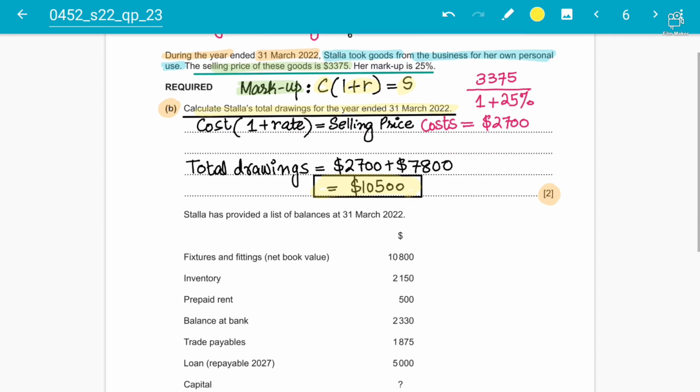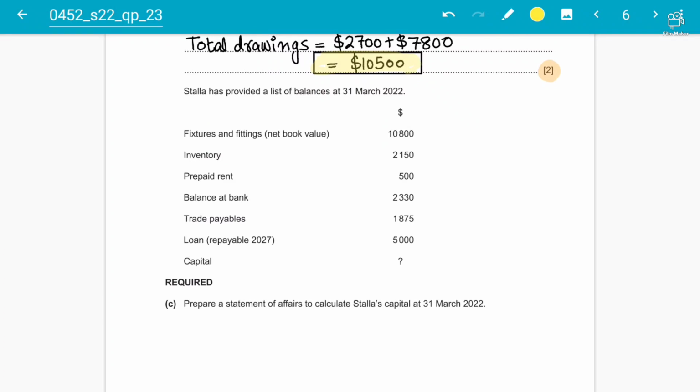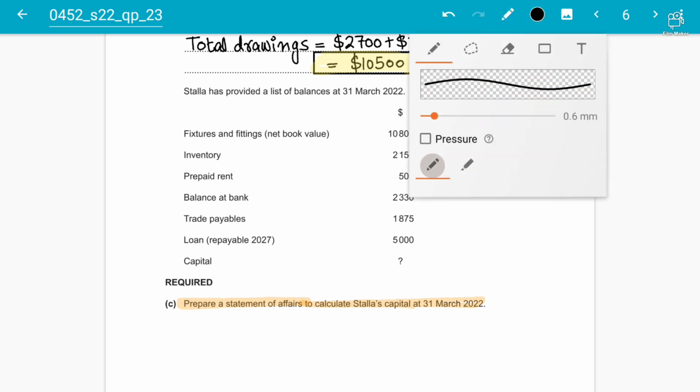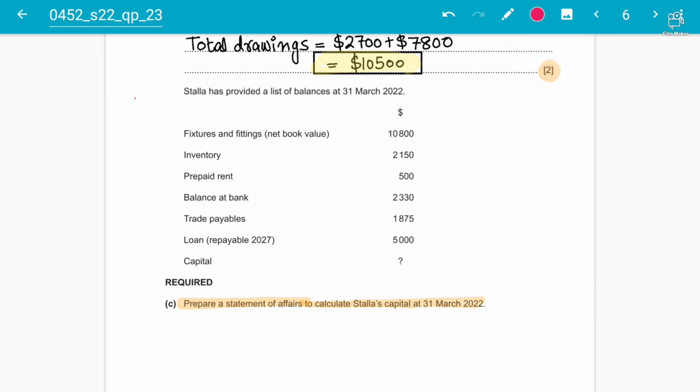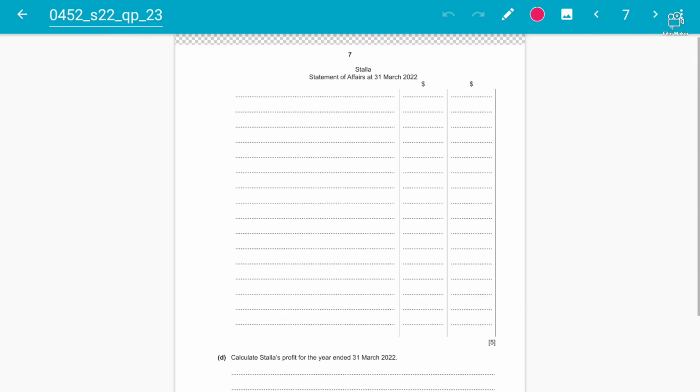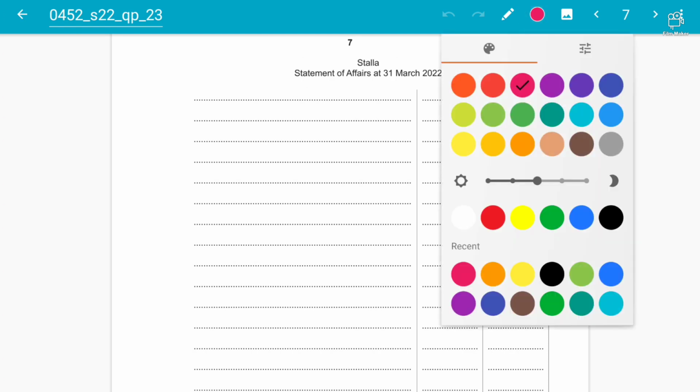Let's talk about the next part. This is for 2 marks only. Next you have to prepare a statement of affairs to calculate Stella's capital at 31st March 2022. A statement of affairs is just similar to the balance sheet, or in recent papers they ask for a statement of financial position. So you have to do assets equals capital plus liabilities. On the next page you have to make the statement of affairs. Everything, including the headings, is written there for us, so we just have to start.